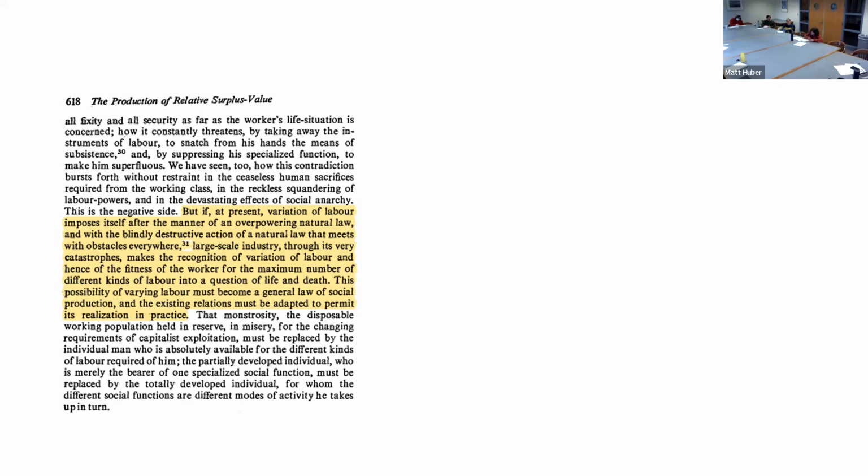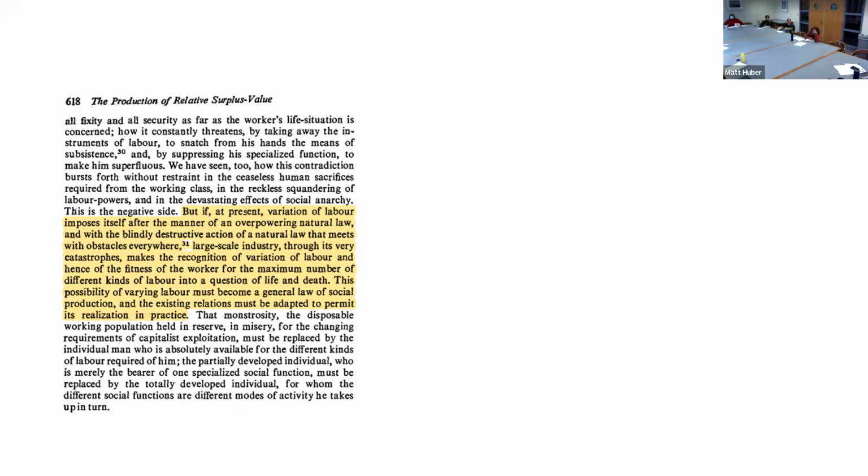People who get thrown out of work realize that to survive, they have to develop a new skill, a new mode of labor. This possibility of varying labor must become a general law of social production, and the existing relations must be adapted to permit its realization in practice. That monstrosity, I gotta read the rest of this, the disposable working population held in reserve and misery for the changing requirements of capitalist exploitation, must be replaced by the individual human who is absolutely available for different kinds of labor required of them. The partially developed individual who is merely the bearer of one specialized social function must be replaced by the totally developed individual for whom those different social functions are different modes of activity, each in turn.